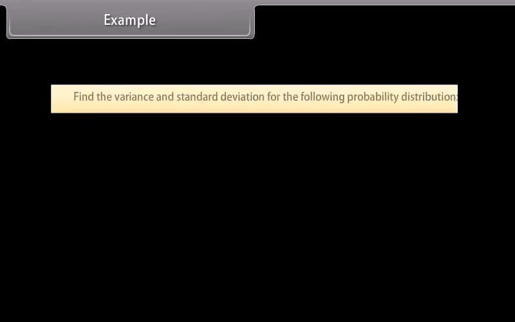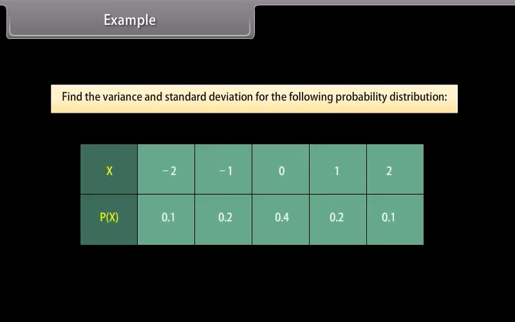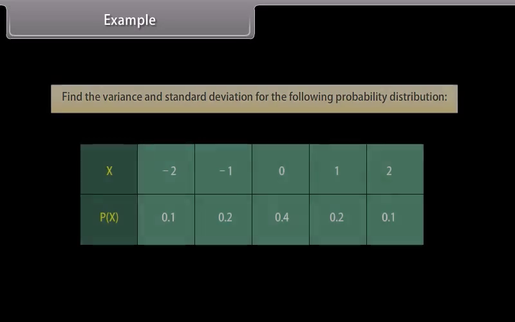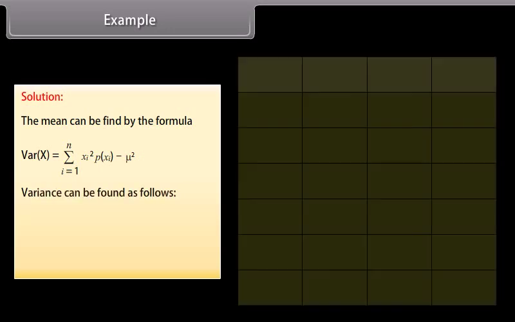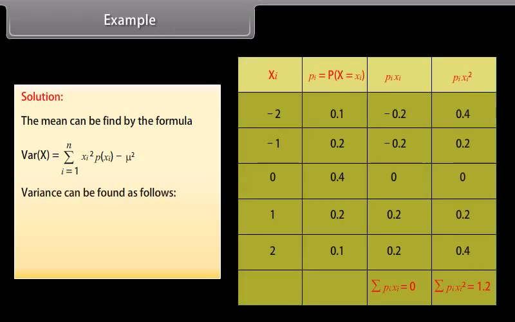Example. Find the variance and standard deviation for the following probability distribution. Solution. The variance can be found by the formula variance of x equal to summation from i = 1 to n of xi squared times p(xi) minus mean squared. Variance can be found as follows. It is equal to 1.2 minus 0, which is 1.2. Standard deviation is equal to square root of 1.2, which is 1.095.